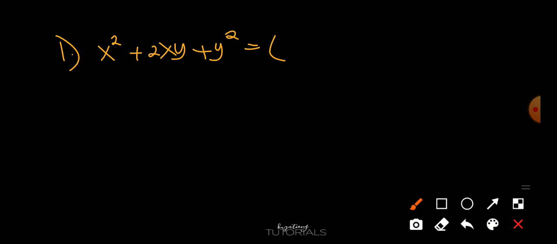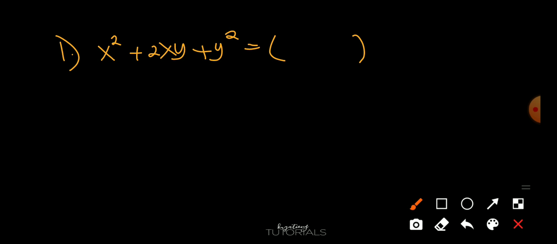We have number 1: x squared plus 2xy plus y squared. Okay. Now, what we will do if we factor a perfect square trinomial is to extract the square root of the first and the last term.